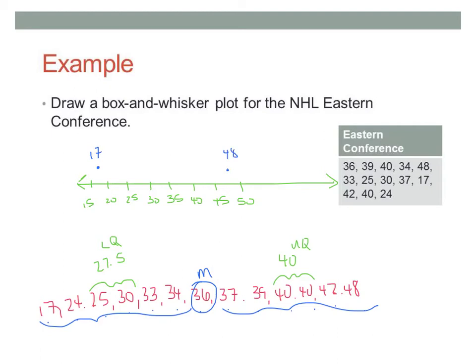And then your median is at 36. We're going to draw a line there. So that's my median at 36. My lower quartile is at 27.5, which is about right there. Upper quartile is at 40. There's 40. Draw in the box. Draw in the whiskers. There you go. So median 3 times, and then your two extremes.